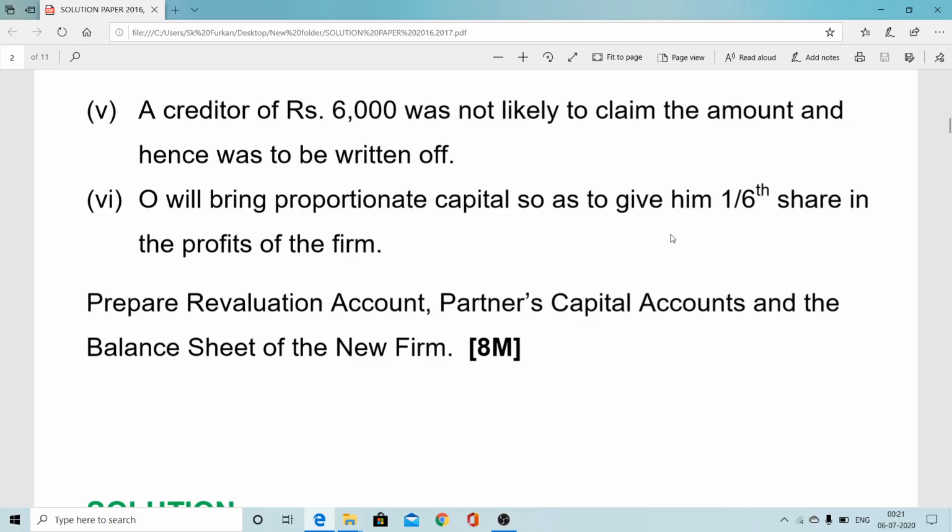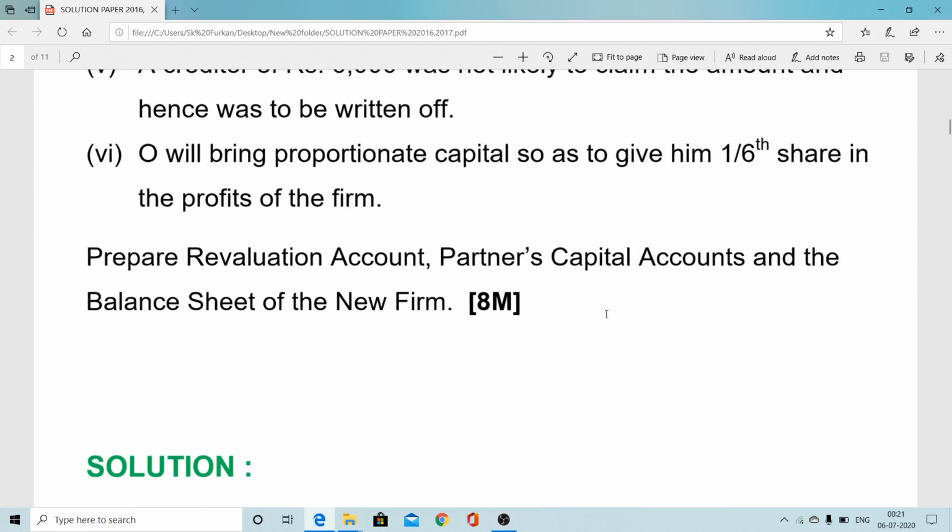If his share is 1/6, it will be 1/5. If it is 1/4, it is 1/3. In that way you can find it out, or you can use the unitary method. That way also you can find it out. So let's see the solution here.